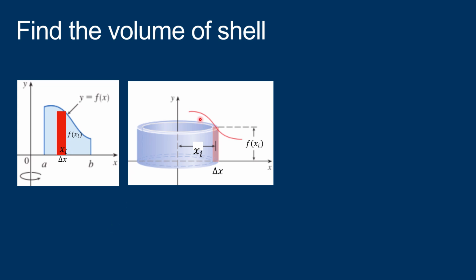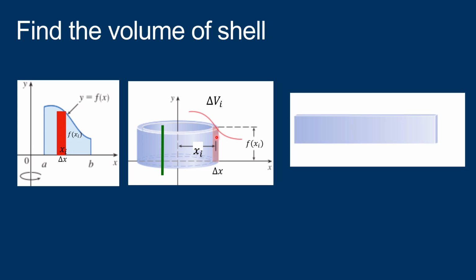So how are we going to find the volume of a cylindrical shell? Guys, look at this one. They have x_i, delta x, that's the thickness, and f of x_i. This is a very skinny cylindrical shell, and we want to find its volume, delta V_i. How are we going to find this volume? I'm going to plot out this cylindrical shell, cut the middle, and flatten it out, and we have a rectangular box.